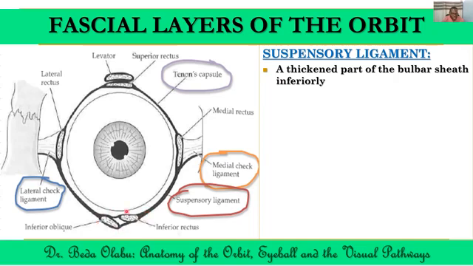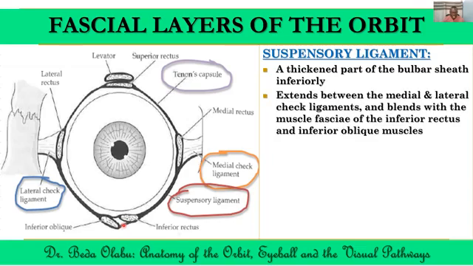Coming down, there are two muscles below, the inferior oblique muscle and the inferior rectus muscle. Again, their muscular fascia blends with the thickening of the bulbar fascia. So the whole thing, that thickening of the bulbar fascia inferiorly, is blended with the medial and the lateral check ligaments, and also blends with the muscular fascia around the inferior oblique and inferior rectus. The whole thing still constitutes the suspensory ligament.